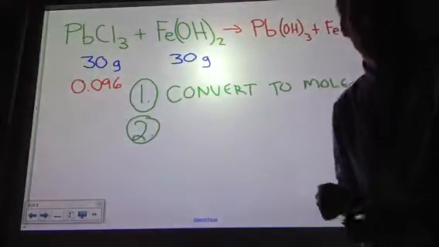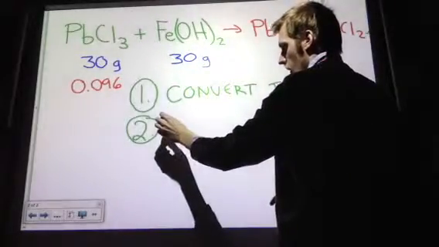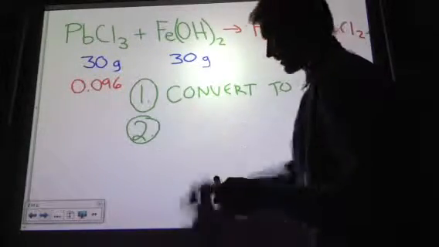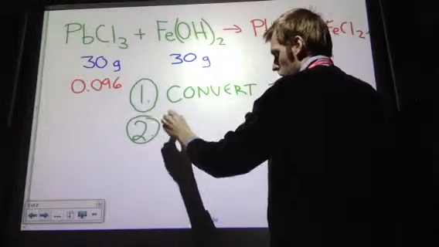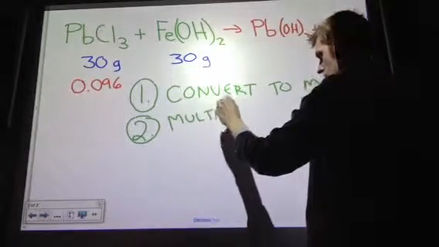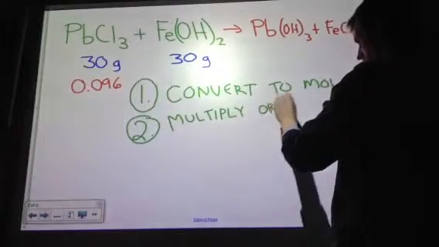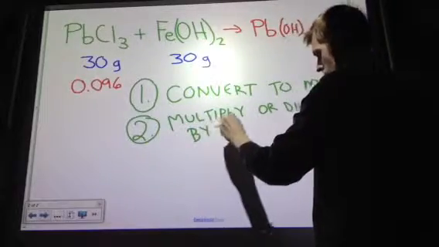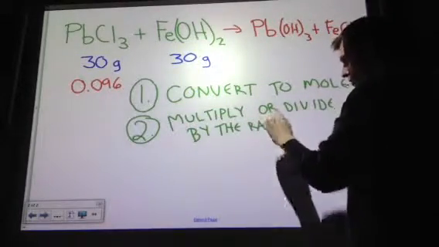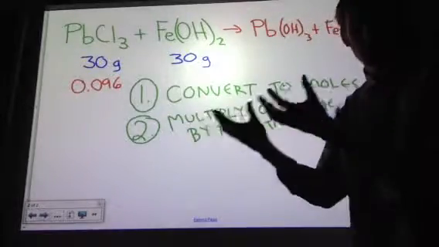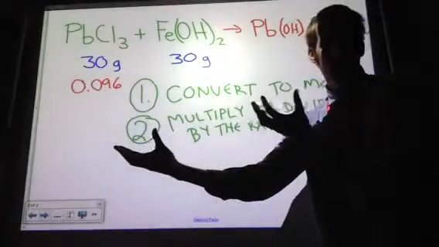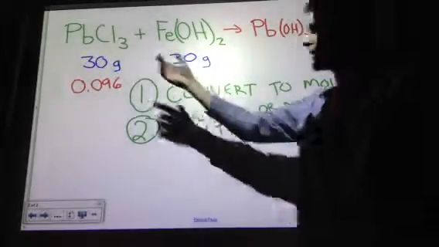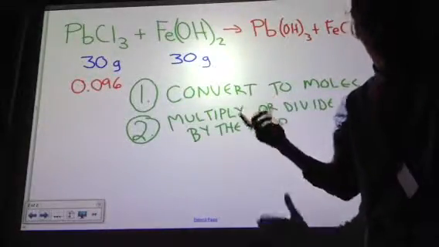Okay, once you have moles, I guess a good way to say this is, you have to multiply or divide by the ratio. Now the ratio is basically a comparison of your starting thing and your ending thing. So we can pick any of these ending things to compare it to the starting thing.